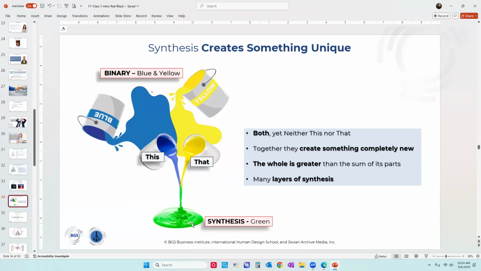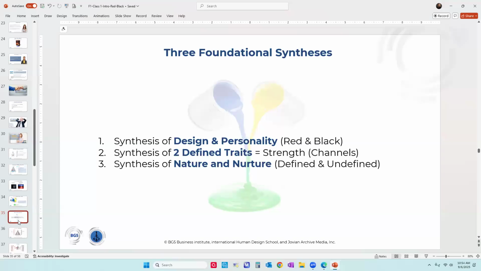You know, Sean works more in the area of counseling. I work more as a corporate consultant and coach. People are coming to us for different reasons, right? And then we're pulling in this information and synthesizing it in a way that makes sense with our respective backgrounds. So the synthesis of design and personality, well, that's the red and black.